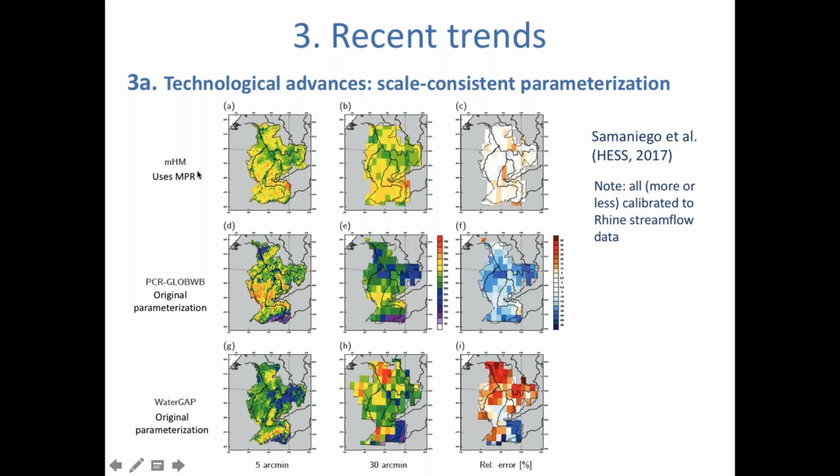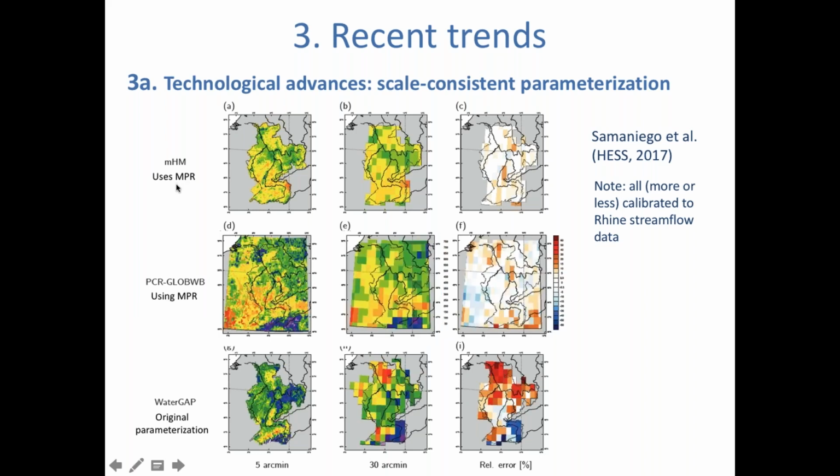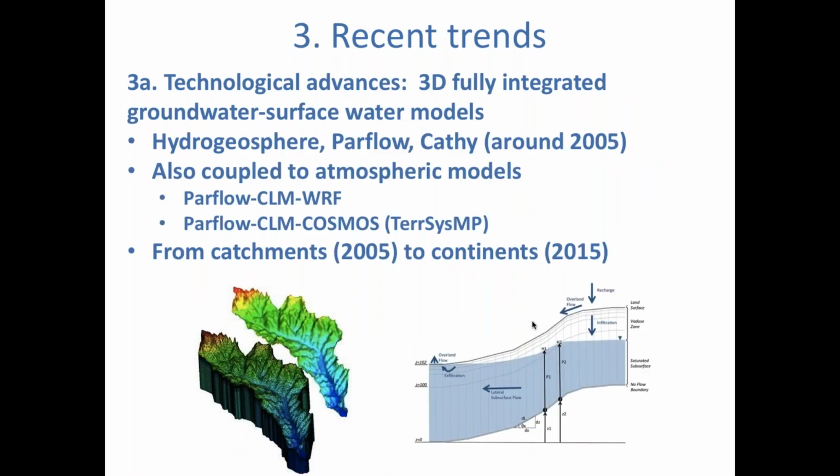MHM, which is Luis Samaniego's model, uses something called MPR, which is multi-scale parameterization. If we apply that to PCR-GLOBWB, and we're looking again at the difference map, we can actually see that we can do a much better job. So this MPR is a very promising method to arrive at across-scale parameterizations that are flux conserving.